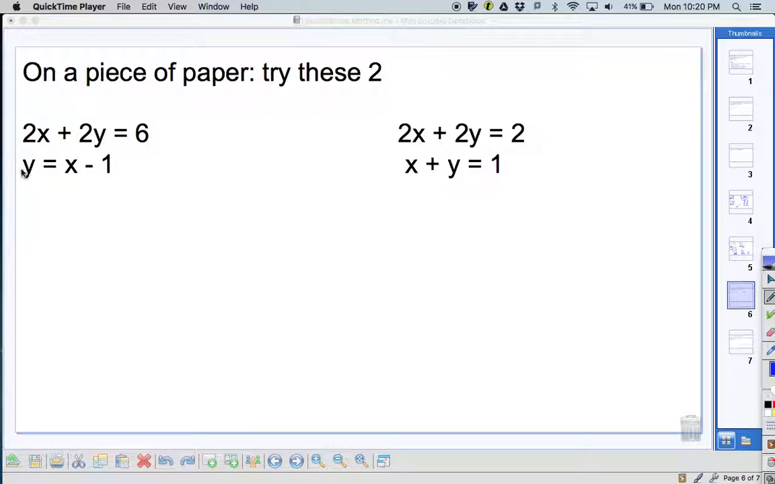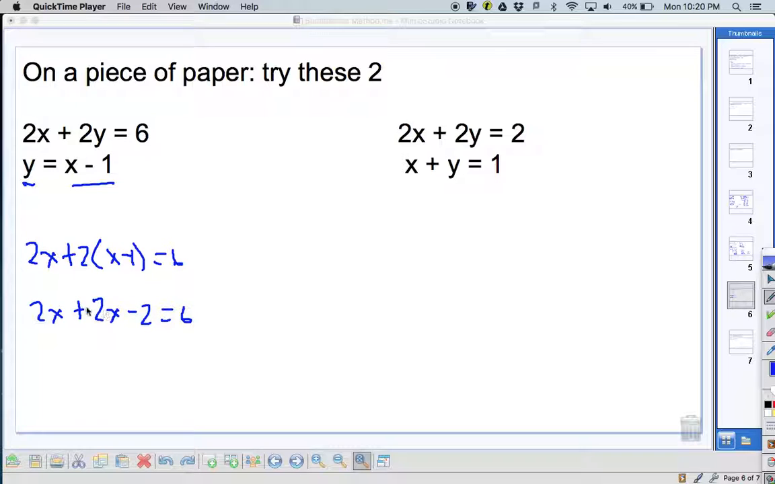Here we got a y. We're going to plug it in right here because y and x minus 1 are the same number. So reading the top, I see 2x plus 2, and instead of y, I'm going to use what it equals, which is x minus 1, equals 6. So I got 2x plus 2x, distributive property, minus 2 equals 6. 2x plus 2x, combining like terms, is 4x. So I got 4x minus 2 equals 6.